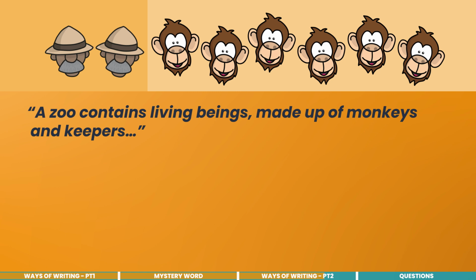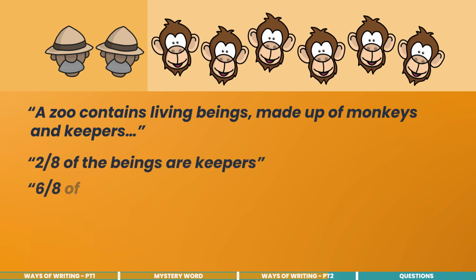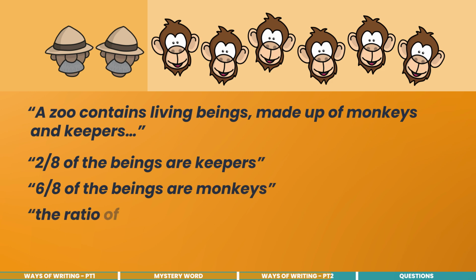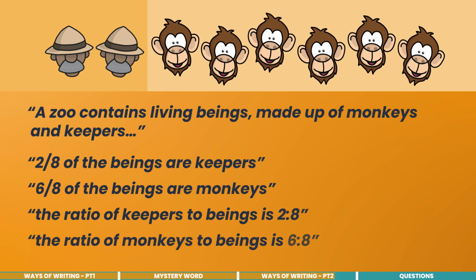So in fraction format, the question might say, 2/8 of the beings are keepers, or 6/8 of the beings are monkeys. And in ratio format, these would be the ratio of keepers to beings is 2/8, and the ratio of monkeys to beings is 6/8. And again, these ratios could all be simplified like this. So as promised, there are at least 24 ways to write these ratios.